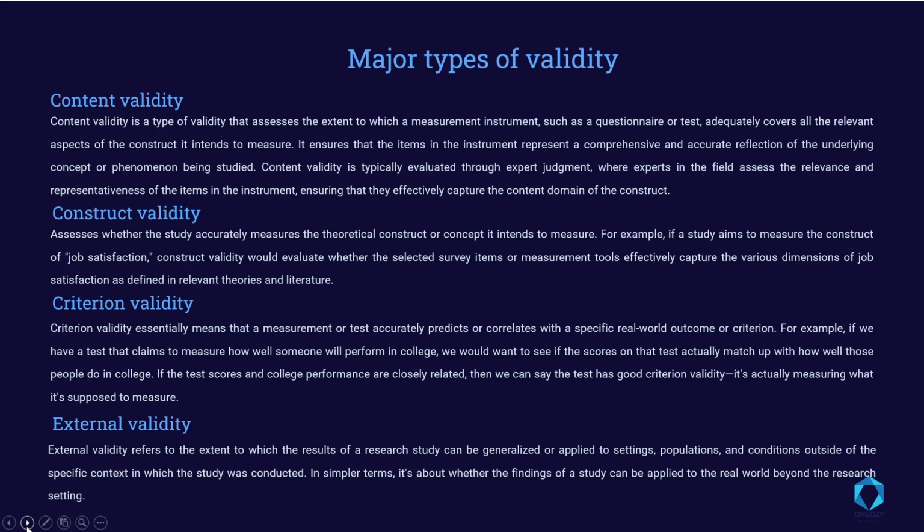Okay? Then we have external validity. External validity refers to the extent to which the results of a research study can be generalized or applied to settings, populations, and conditions outside the specific context in which the study was conducted. In simpler terms, it's about whether the findings of a study can actually be applied in the real world beyond the research setting. Okay? Good.